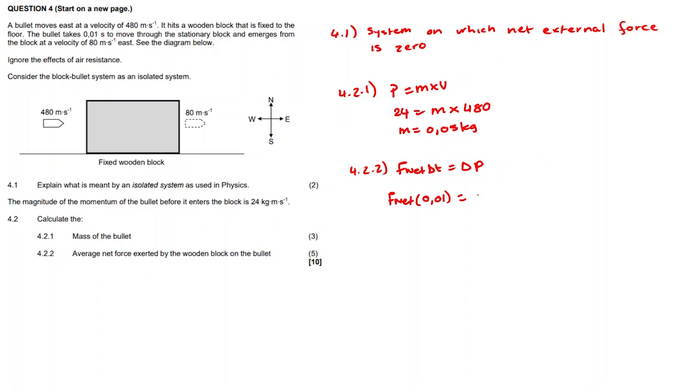So momentum being m times v, so the mass of the bullet 0.05 times the final velocity, which is 80, minus the mass of the bullet times the velocity, which they have given us in the beginning as 24. We can then rearrange and we get that F net is equal to negative 2000 newtons. The negative just means that it's in the opposite direction. So we get F net to equal 2000 newtons west, as the bullet is moving east, so in the opposite direction would be west.